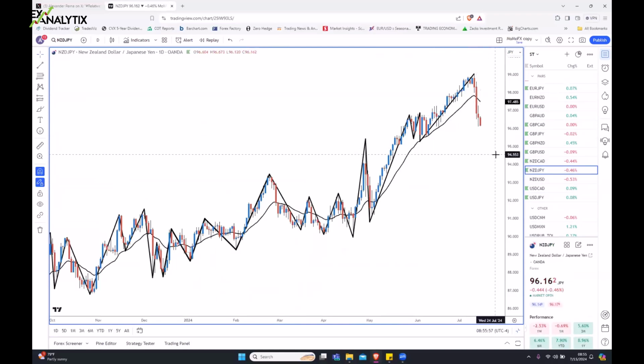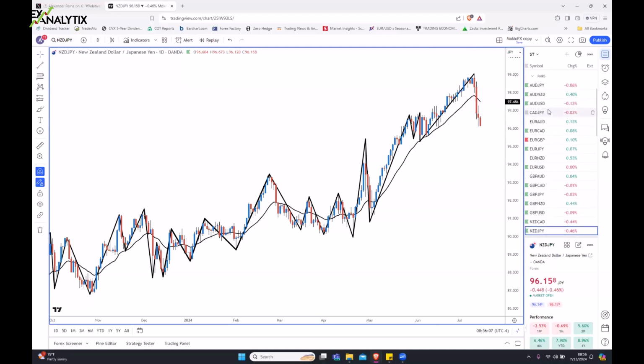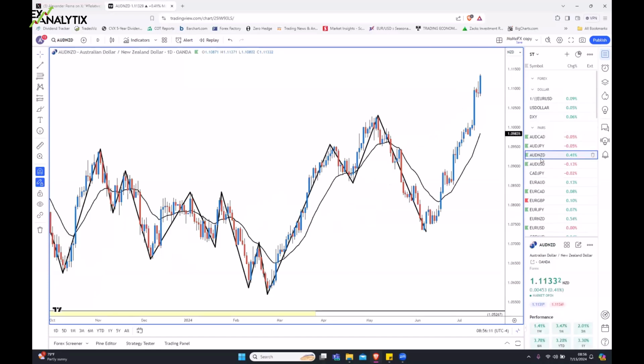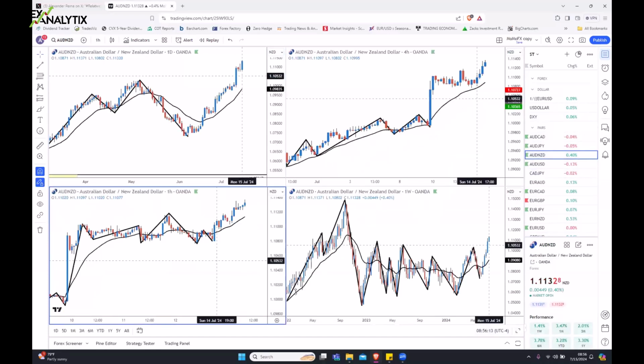Even New Zealand, the Kiwi, is very weak right now. The Aussie Kiwi has been a big trade. Long Aussie, short Kiwi. I've been long Aussie Kiwi. It's been a really good trade, a monster.